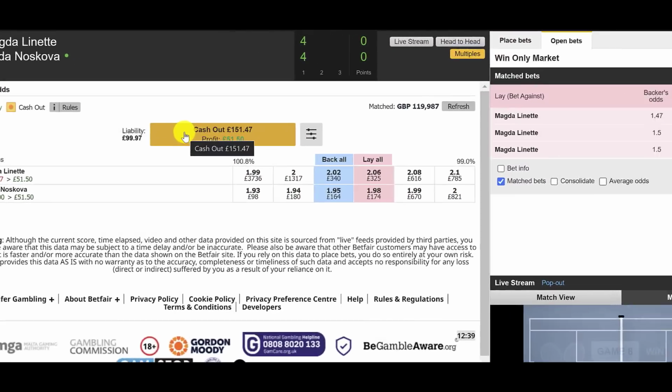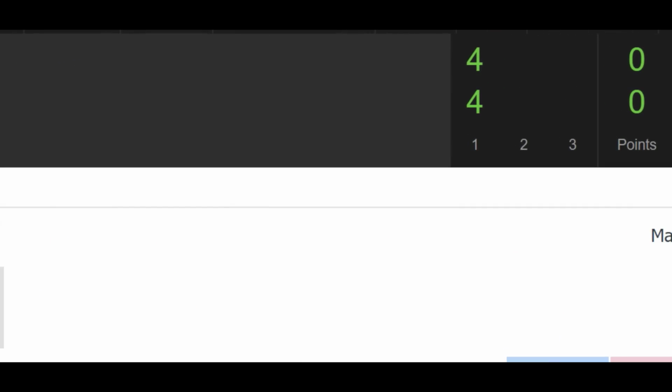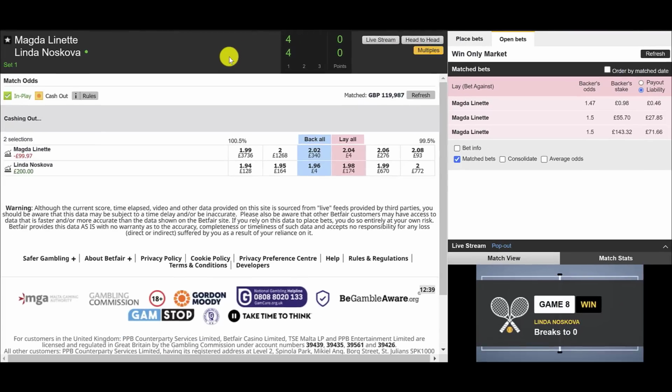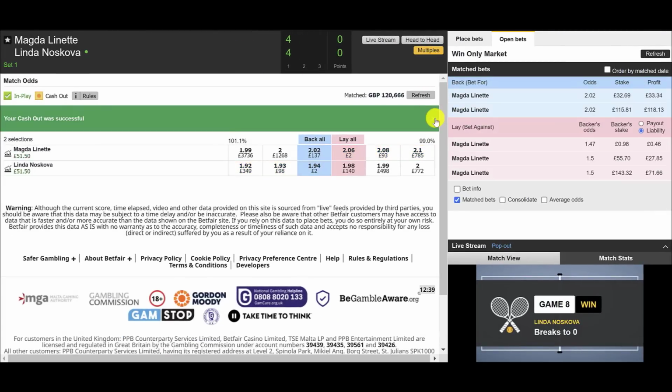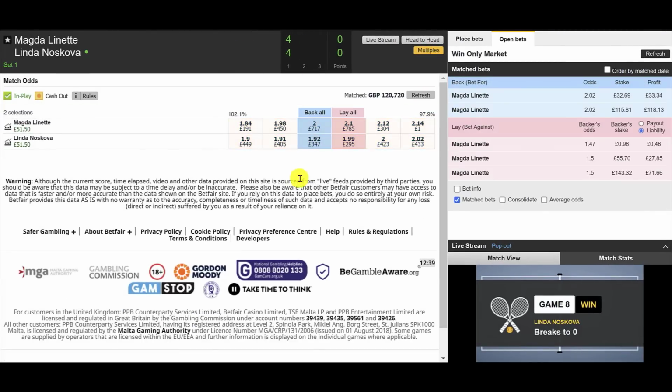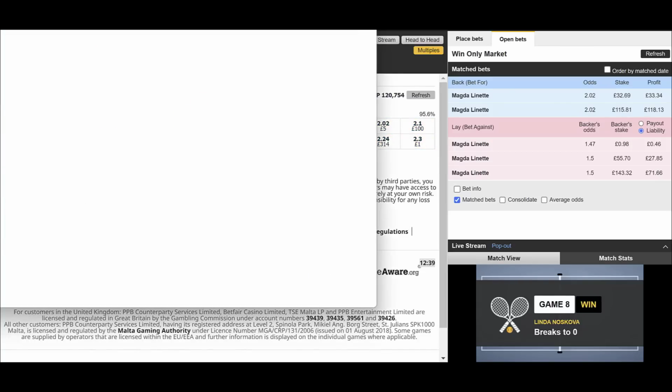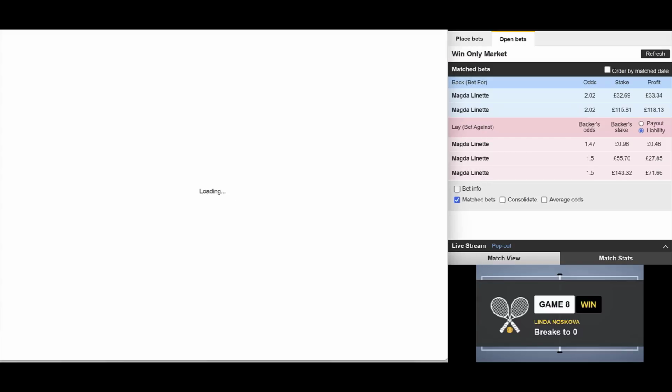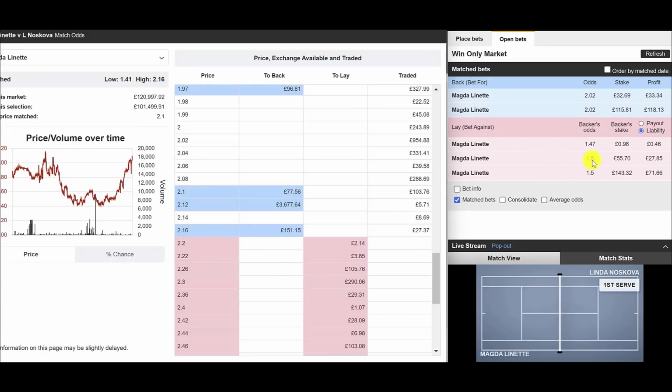And so it has been leveled in this first set. As you can see, it has gone to 4-4, so we're going to quickly lock that in. Obviously, that's something very important to do in tennis trading: try and make your move as soon as you can. So the profit is locked in. We've got £51 profit locked in on both sides, and let's just see how the trade on Linette was. Remember, we laid her at 1.5, out at 2.02.